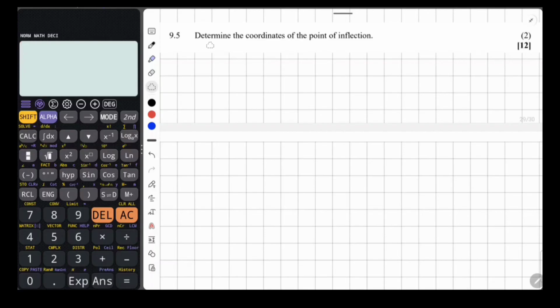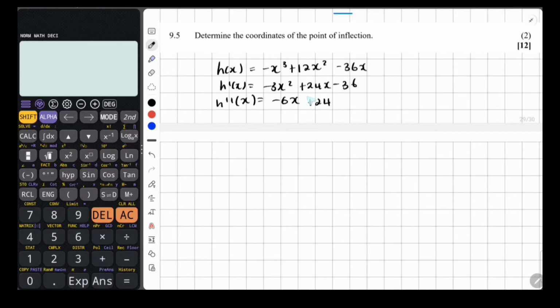So for 5.9, where we have to determine the coordinates of the point of inflection, we're just going to take the original equation and derive that to find the x value of the point of inflection. So if you derive that h prime of x, then derive it again to get the second derivative, that's negative 6x plus 24. Then equate that second derivative to 0. So 0 is equal to negative 6x plus 24. And then take that over. So 6x is now equal to 24. You need to solve for x, divide both sides by 6, and x is equal to 4. So we have the x value of the point of inflection.